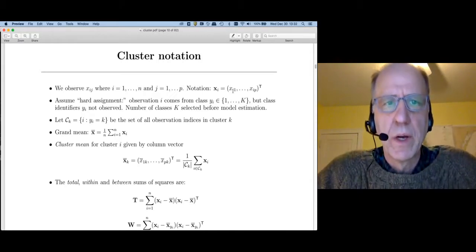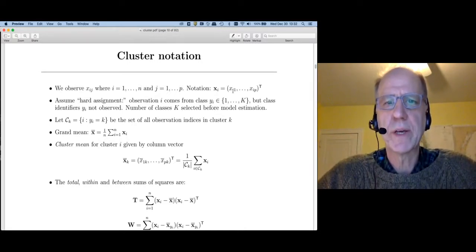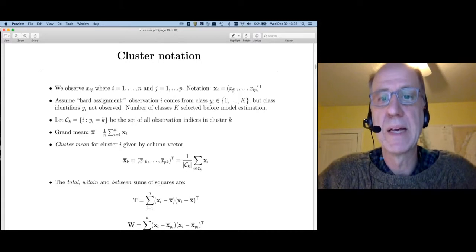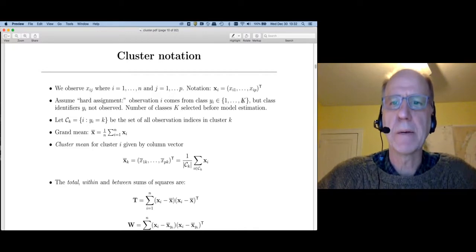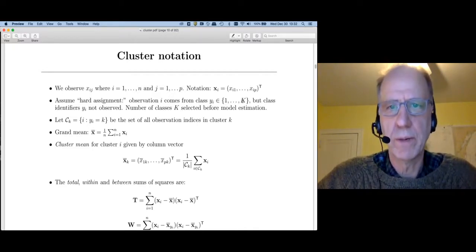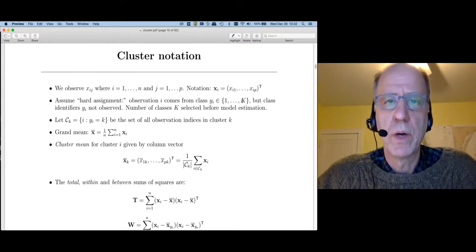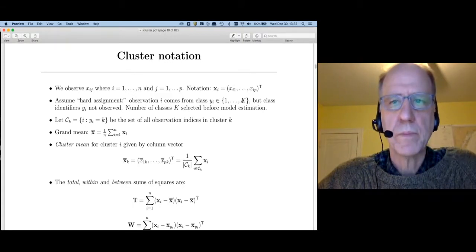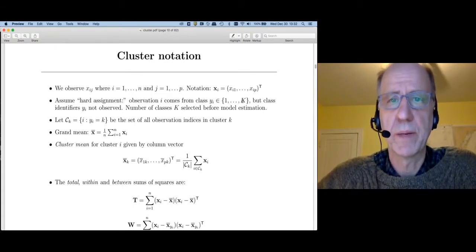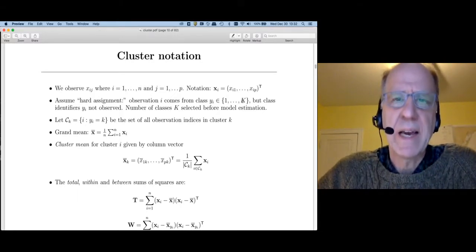K-means clustering assumes something called hard assignment. Hard assignment is where every observation is assumed to have come from exactly one class. These classes are going to be labeled 1 through k. The only difference between this and ANOVA is that with ANOVA, we knew which group you're in. So I would know which treatment I administered to each person. In the case of clustering, these group assignments are unobserved. Not only do I not know these group assignments, I also don't know how many there are. So I don't really know what big K is.